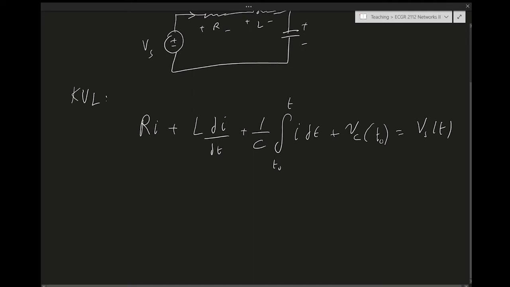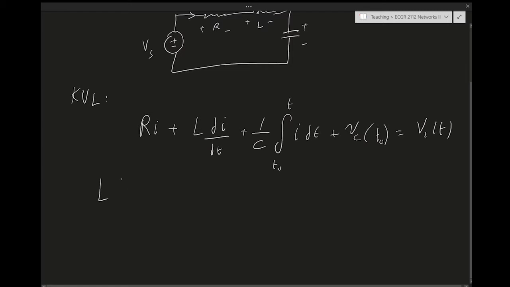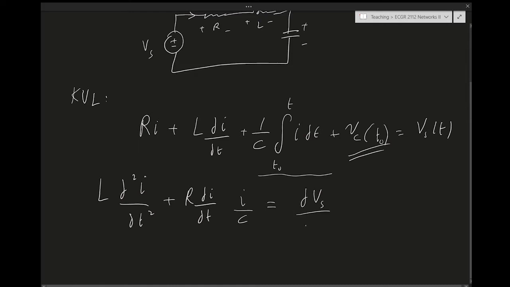So we end up with L d squared i over dt squared plus R di by dt. When I differentiate the constant, it turns to 0. Then I differentiate this term, essentially inverting the integration, and I end up with i over C. So this equals dVs over dt.